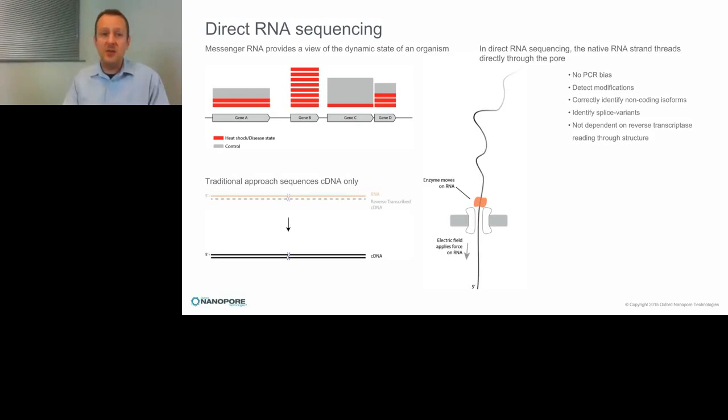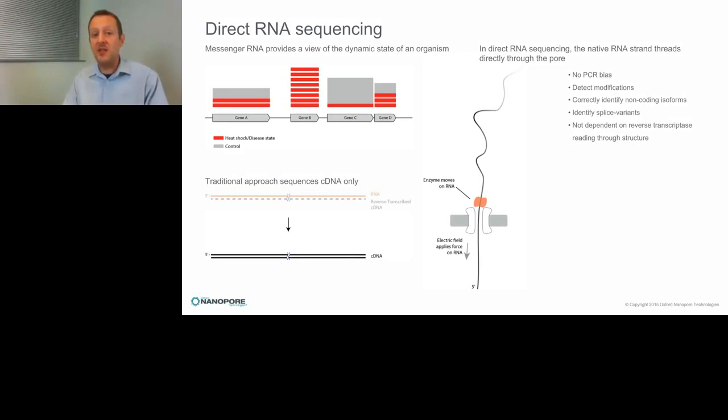We can go about sequencing RNA directly in several ways. Fortunately, all of them work. We can ligate adapters straight onto the RNA strands, and we can pass those through the pore. We can prepare a first strand cDNA, and we can link this to the RNA strand so that we can sequence the RNA followed by the cDNA, or vice versa.